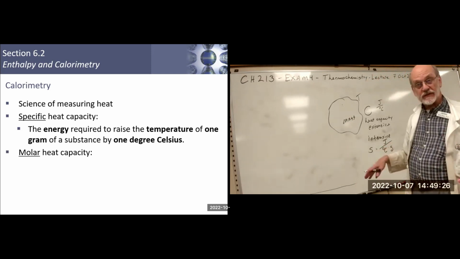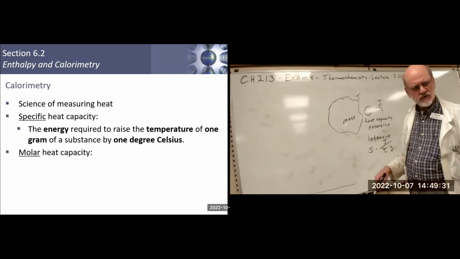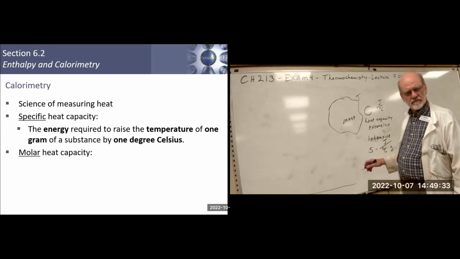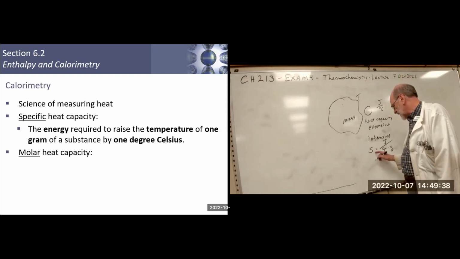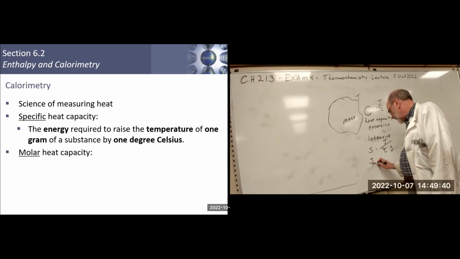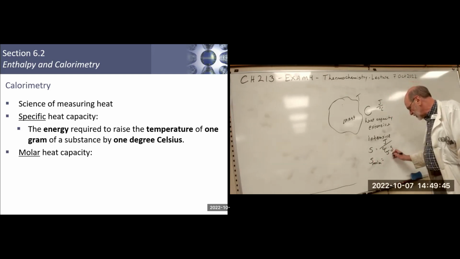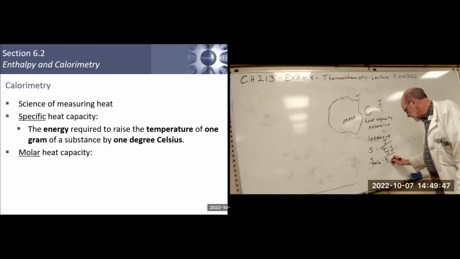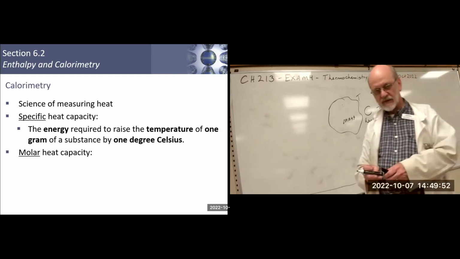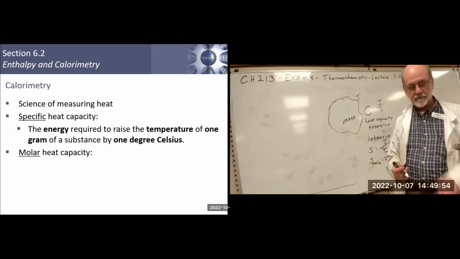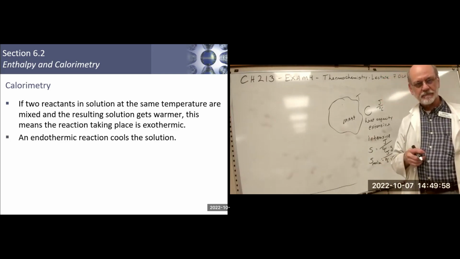A close cousin of this one is the molar heat capacity. And I'm not sure what the unit is. It might be this one is the specific heat capacity, and this one would be, let me just write molar. It's the amount of heat per degree C per mole of substance. Sometimes that is more useful. Okay.